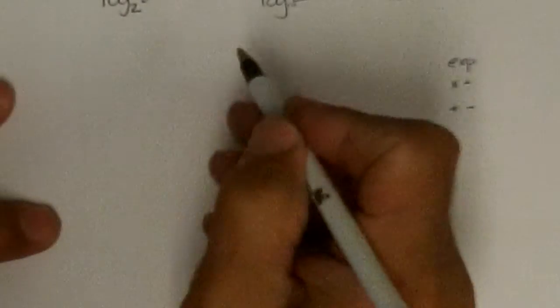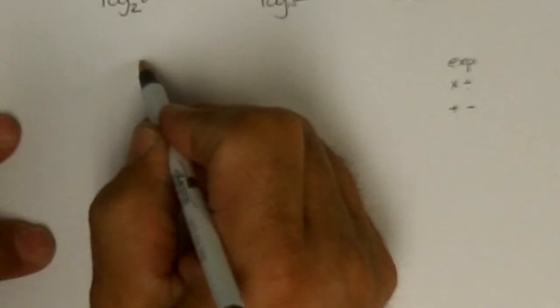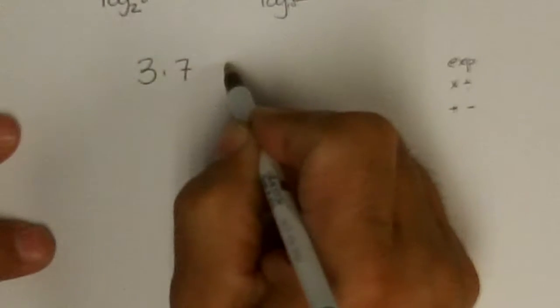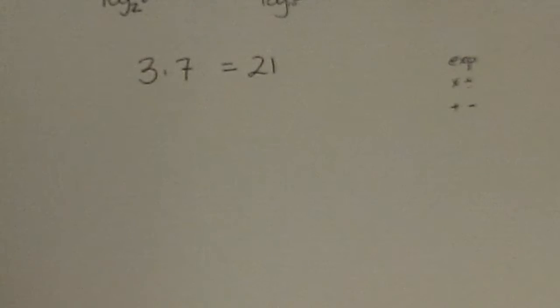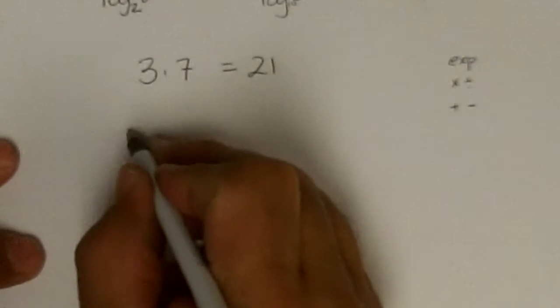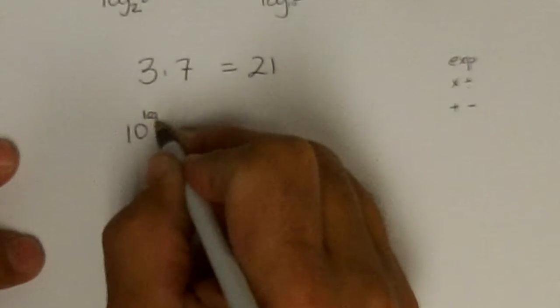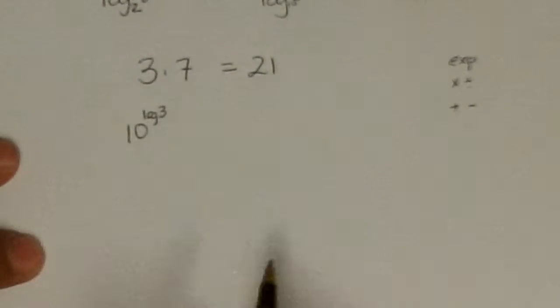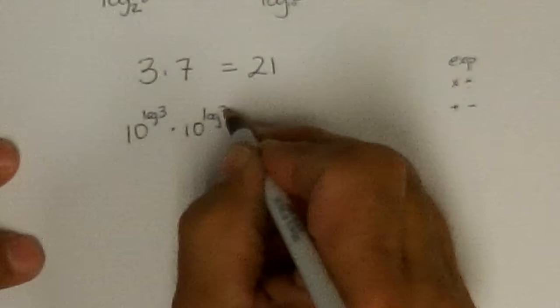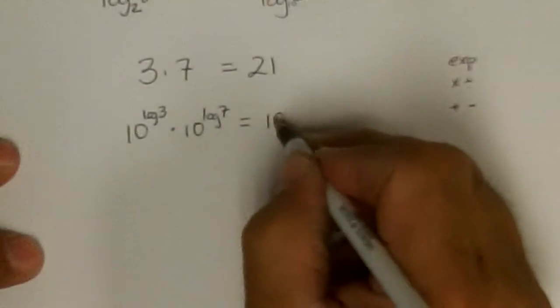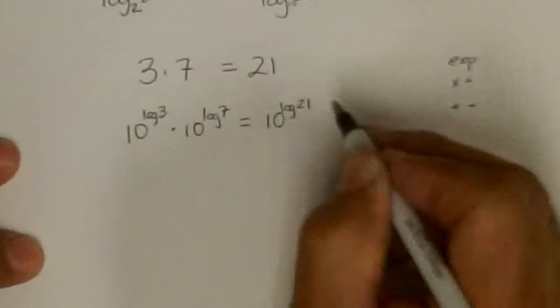Now, logs were invented before calculators to aid us. I want to show you a little bit of why. For instance, let's take some simple problem that we know how to do, like 3 times 7, and you know the answer to that's 21. But let's use the change of base rule. Let's change this to base 10. So 3 is 10 to the log of 3, that's log base 10 of 3, times 7 can be 10 to the log 7, and that should equal 10 to the log 21.